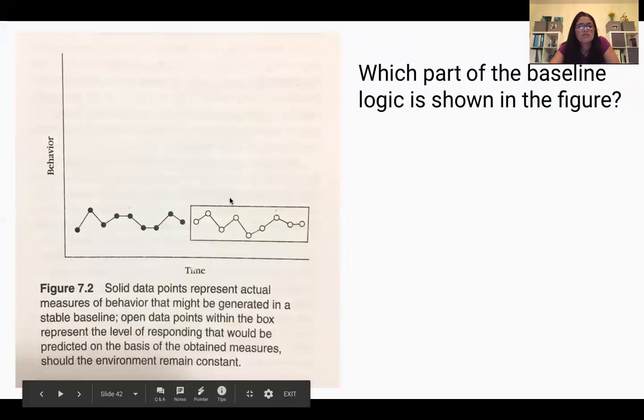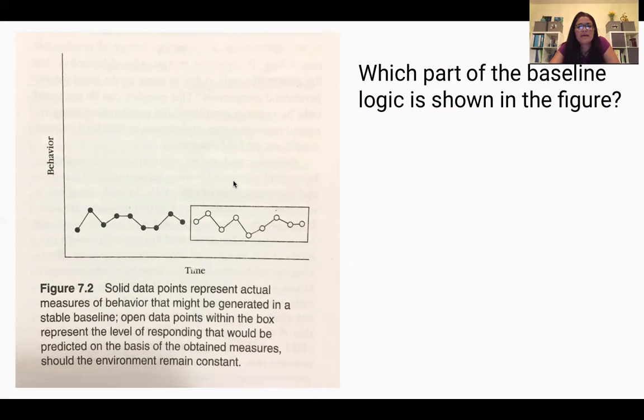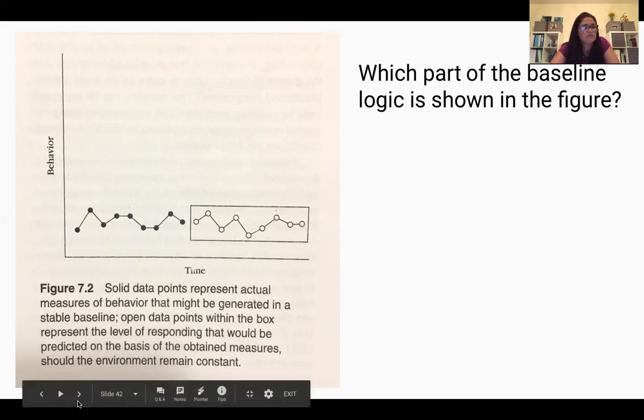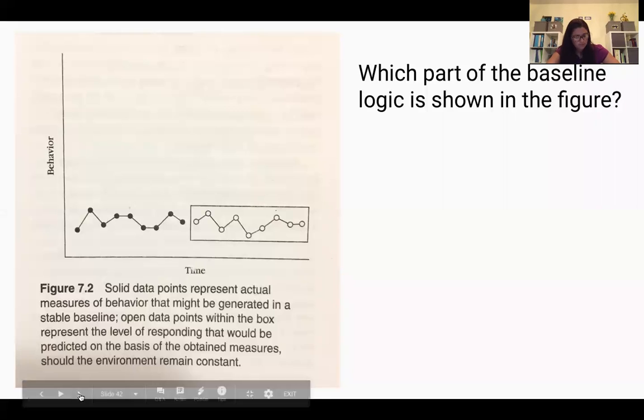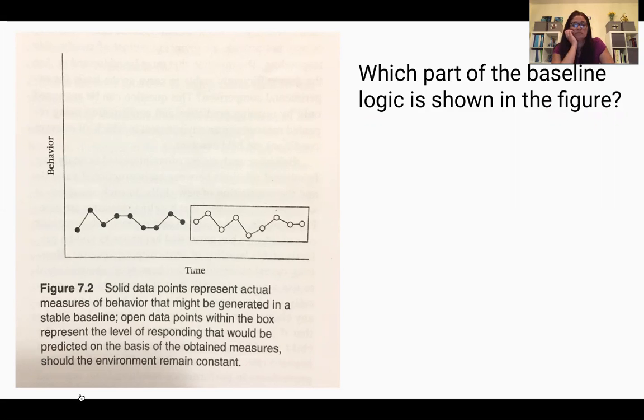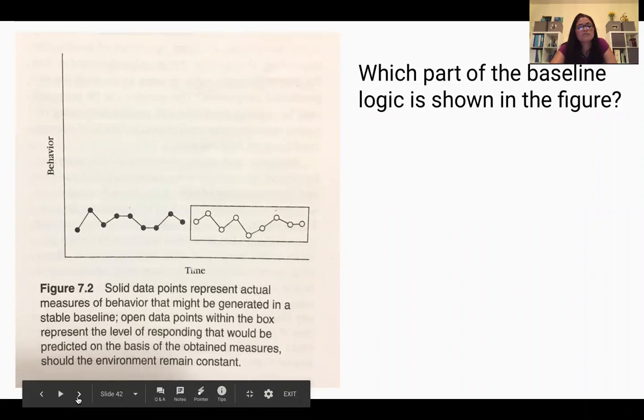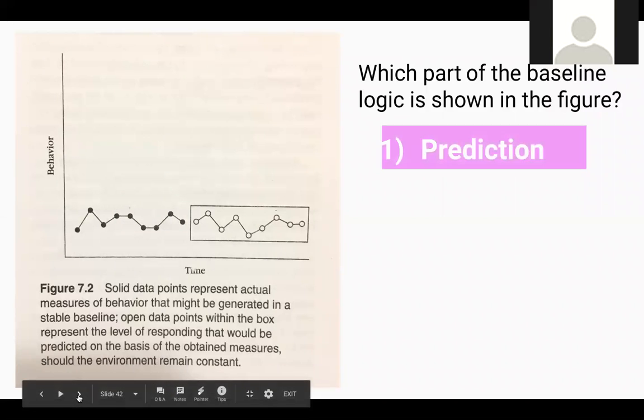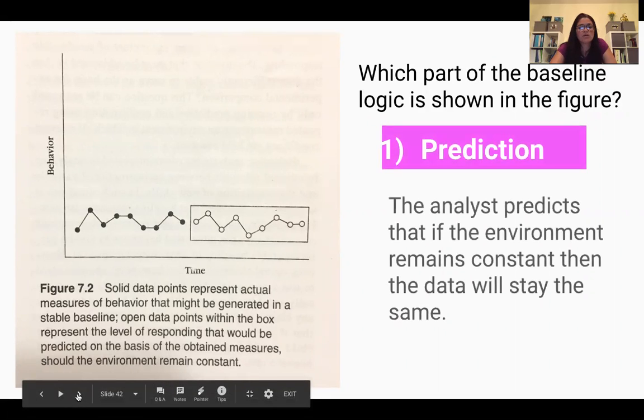Okay, so this one is, which part of the baseline logic is shown in this figure? We had already talked about 3. It's prediction, affirmation of the consequence, verification, or replication? Prediction. Anybody else? Okay. Prediction, you are correct.